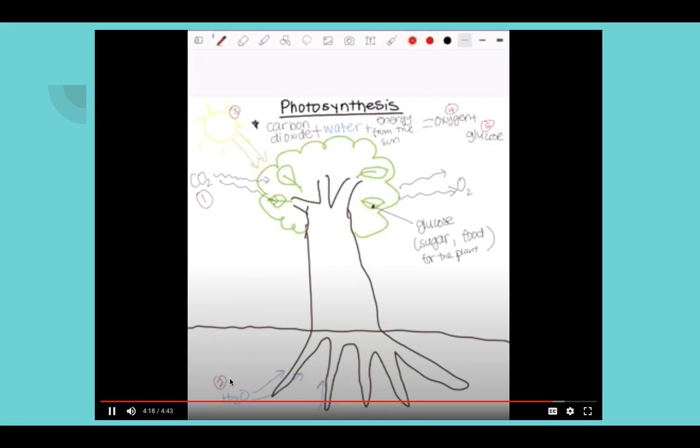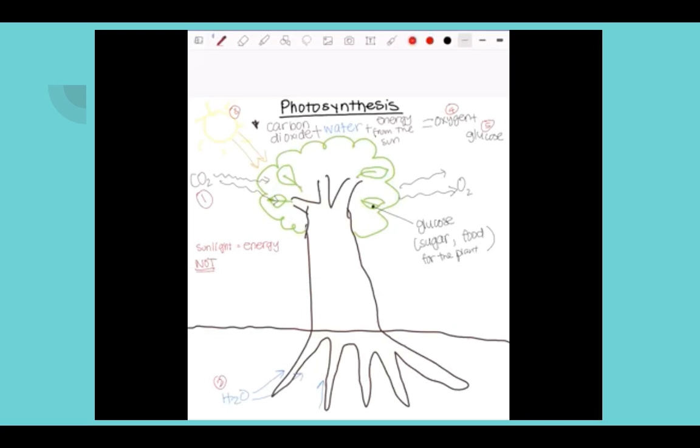Carbon dioxide, water, glucose, and oxygen are all molecules. If you noticed, I'm giving you the molecular formula. These are all molecules. The sunlight gives us energy for photosynthesis to happen. Sunlight is not a molecule.